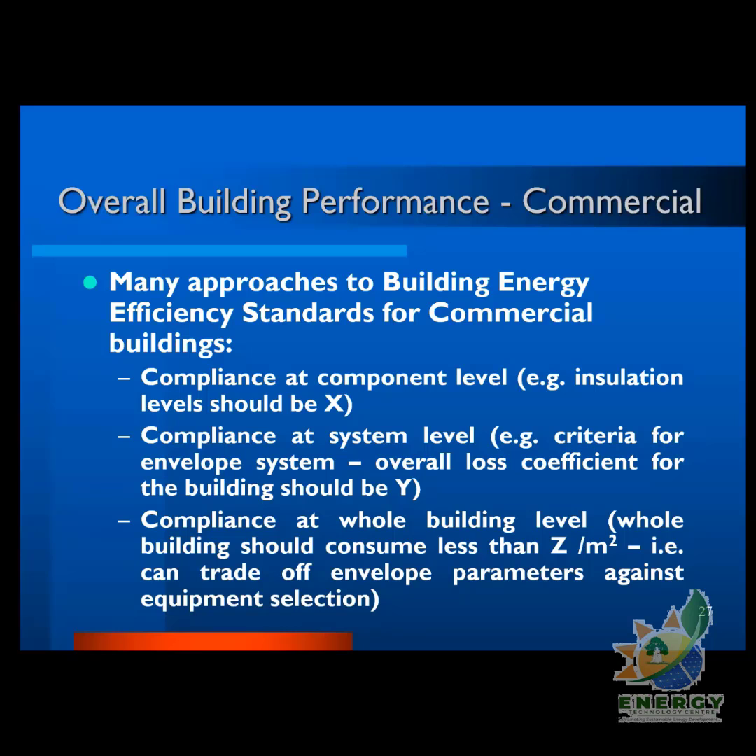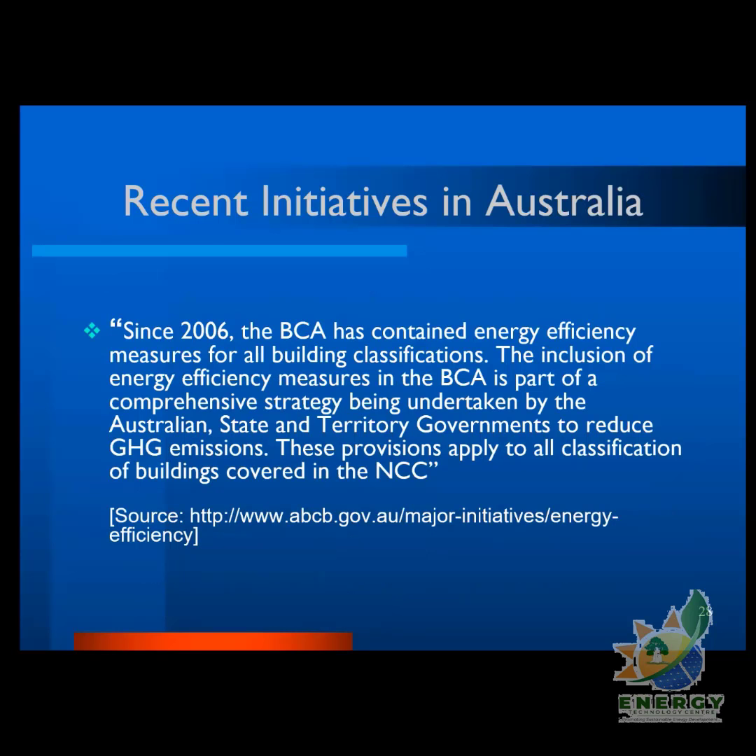Now, in Australia since 2006, the building code has contained energy efficiency measures for all building classifications. The inclusion of energy efficiency measures in the Building Code of Australia is part of a comprehensive energy program being undertaken by Australian state and territory governments to reduce greenhouse gas emissions.